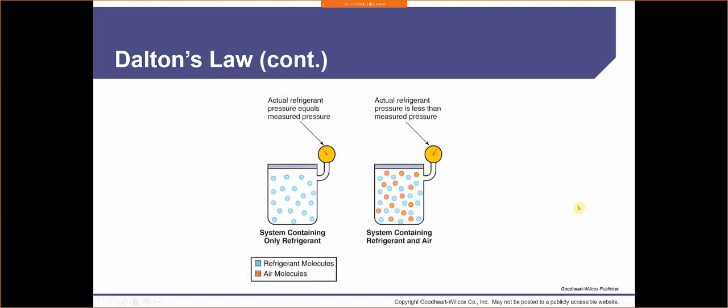So just an illustration to show you how it works. So we've got refrigerant molecules in the first glass. All right, we're reading a set pressure. We'll just say 50 psi. If we were to test the pressure of a system containing refrigerant and air, somehow it got in there, well, we can see that we're reading maybe 70 or 80 psi. Okay, so P1 plus P2 equals the total pressure of both volumes.